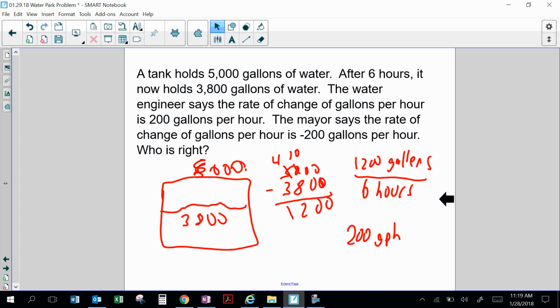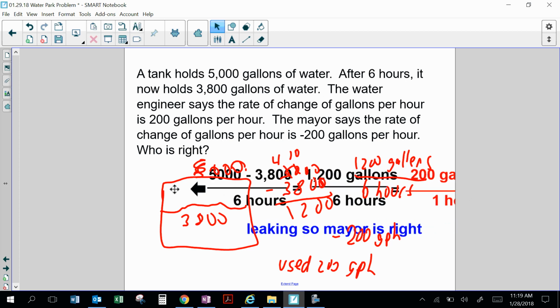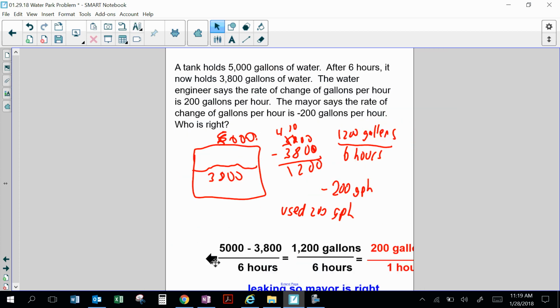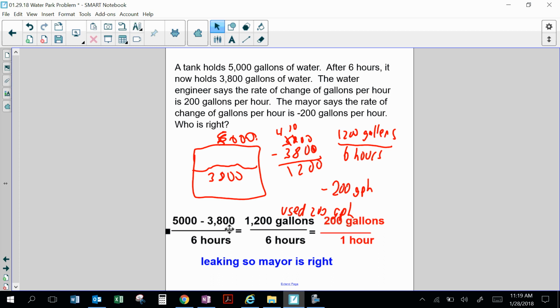So the city used 200. So it'll be positive or negative? Negative. If you also wrote the city used 200 gallons per hour, that makes sense because this word used means negative 200. And here is another explanation of it if you did not understand exactly what I did. So we started with 5,000 minus 3,800 is 1,200, 200 gallons per hour leaking, so mayor is right.